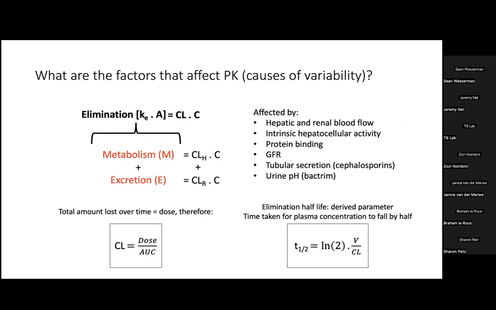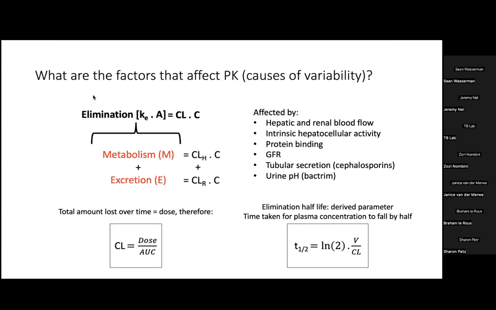The final factor that I want to discuss, before we start getting into specific examples of variability in each of these issues, is clearance. And clearance relates the elimination of a drug, so the elimination rate constant times the amount of drug that is in the body, that's Ke times A, to the concentration of the drug that is in the plasma. And so it's the amount of drug that's cleared per volume per unit time.